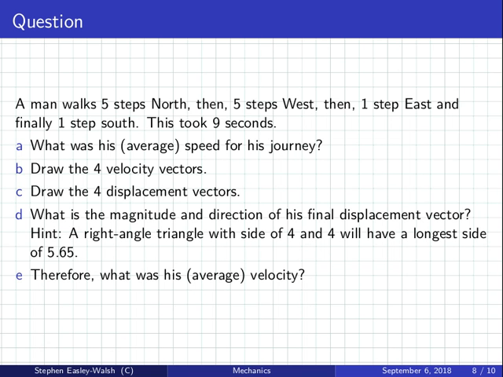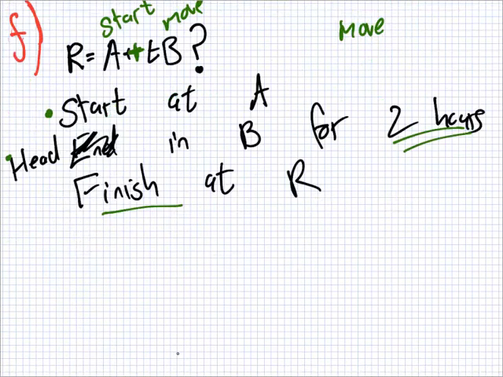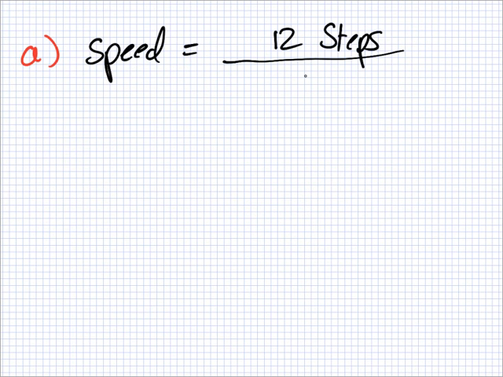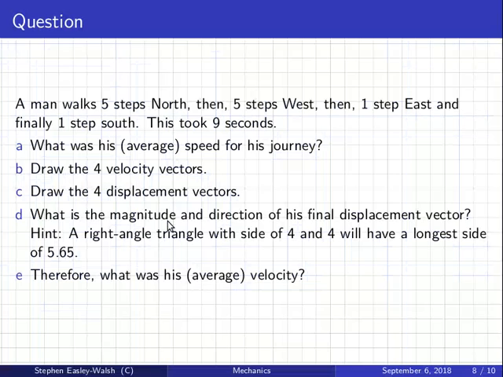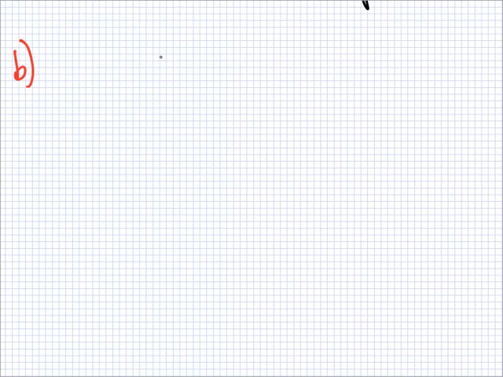So, what was his speed? Well, the speed is the distance he travelled, which is 12 steps, and he did that in 9 seconds. So the answer is 1.33 steps per second. Is that okay? All right. Now we have to draw. So let me just make this a little bit nicer by just making a grid.